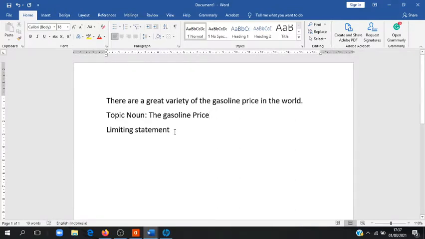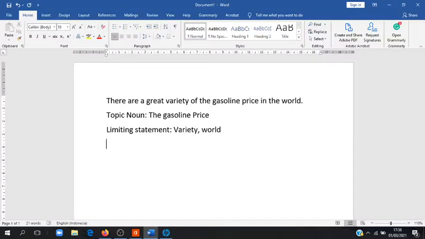And then, what is the limiting statement? Limit, from the word limit, membatasi, supaya cerita kita nggak kemana-mana. So, it will limit your idea. Your idea will only focus on this. Ya, jadi dilimit dengan kata apa? Variety. Ada kata great variety. Variety itu berarti harganya macam-macam. Ya, variety. Dan ada kata yang membatasi, di situ ada kata world. Oke. Ya, jadi nanti kalau Anda mengarang paragraf, satu main idea, jangan lupa you should focus on the word gasoline price and world variety. Ya, contohnya.